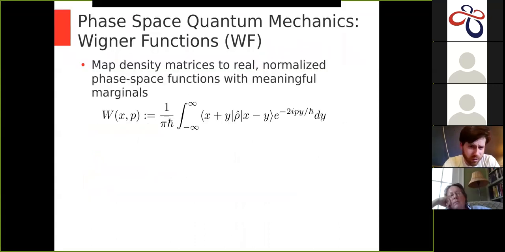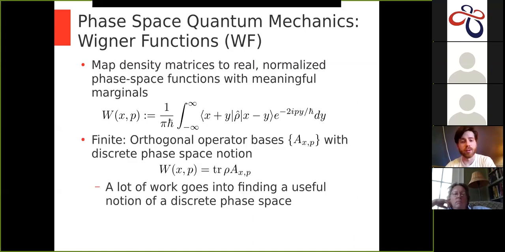So shifting gears just a little bit, let me remind you of the many decades of work on phase-space quantum mechanics exemplified by Wigner functions. These allow you to map density matrices to real normalized phase-space functions with meaningful marginals. What do I mean by normalized? I mean that if I integrate over x and p, you get one. And meaningful marginals means that if I integrate over one, I get the probability distribution for the other. This is the continuous version, but it is used to motivate numerous finite analogs.